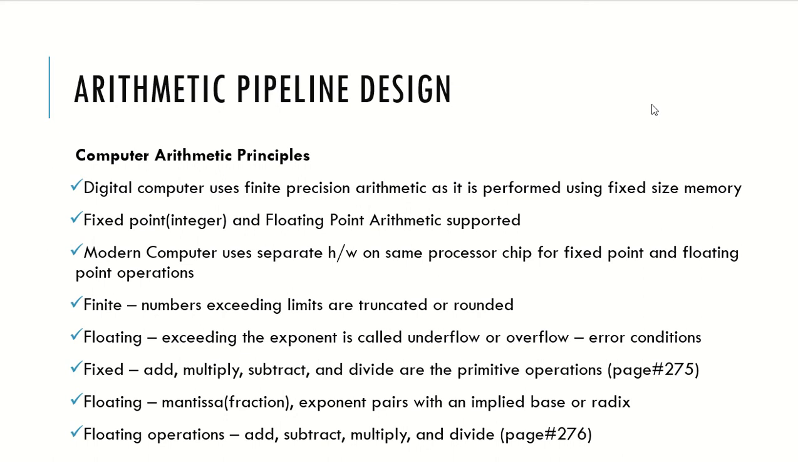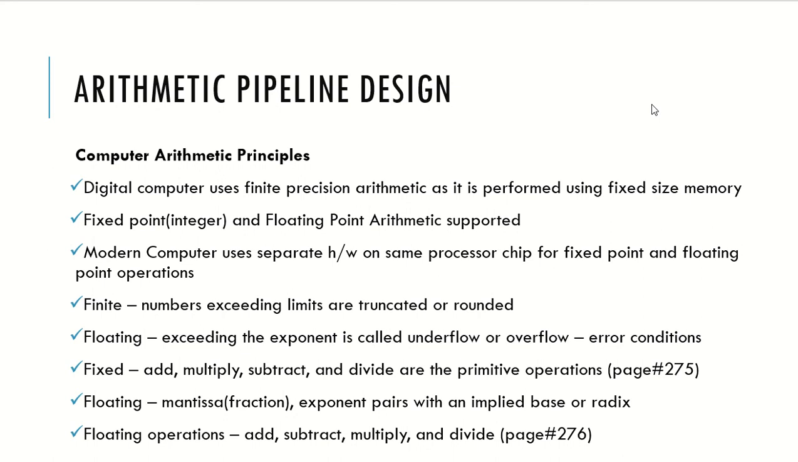Then, when you talk about finite numbers or fixed point numbers, you will have to truncate or round them to fit the limit when they exceed the limit that is given. Whenever you have a value exceeding the limit, you truncate it and fit it into the limit that is accepted. When you talk about floating point, there is no truncation possible. What we do is, if an exponent goes out of range, we call that an error condition, an overflow or underflow, and you stop the execution right there.